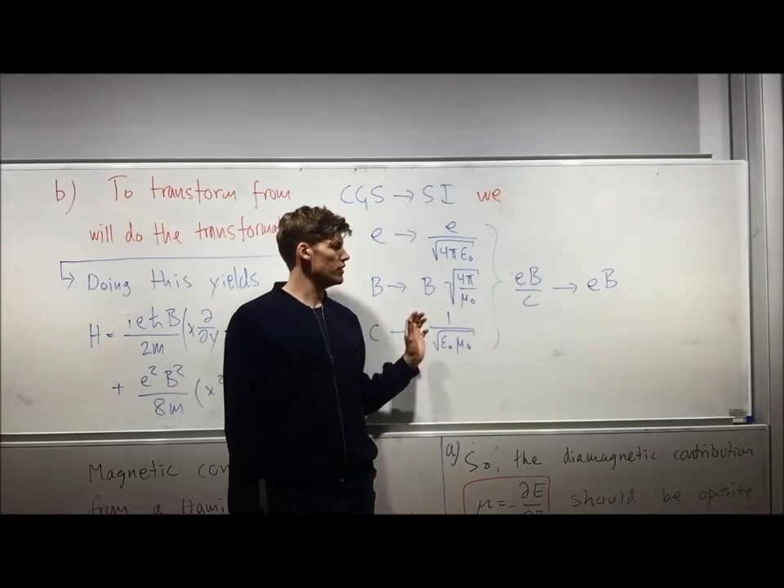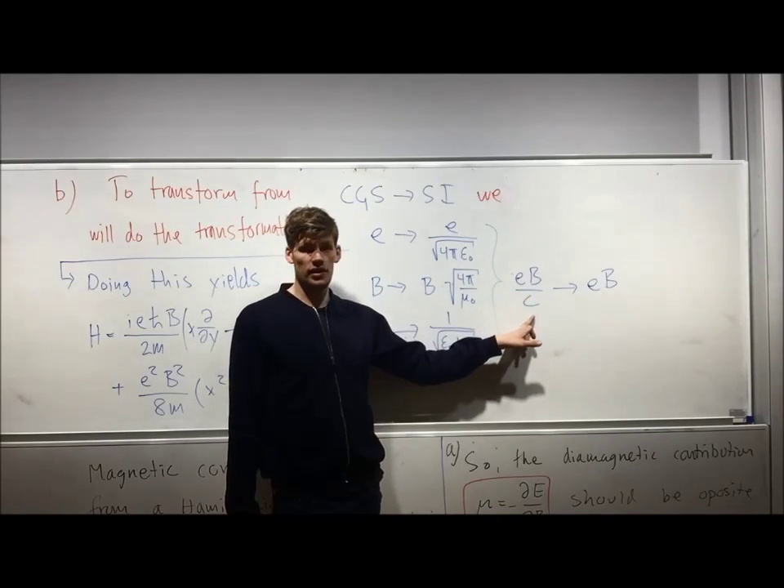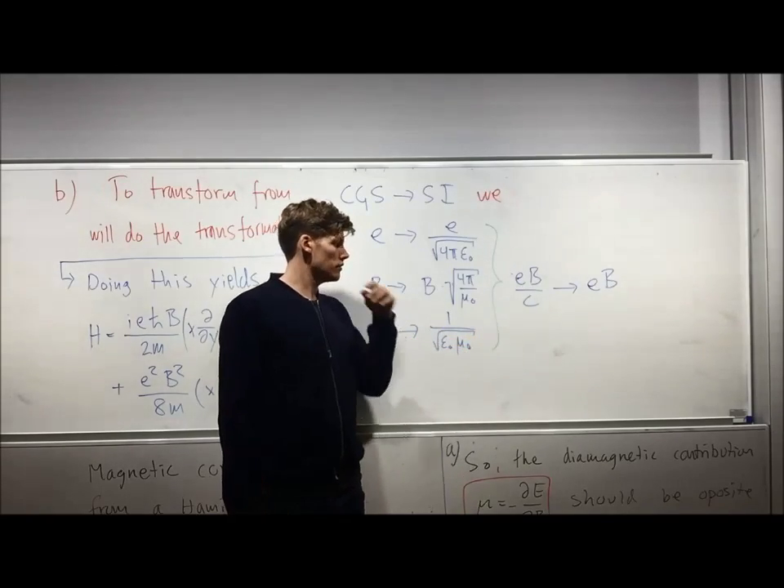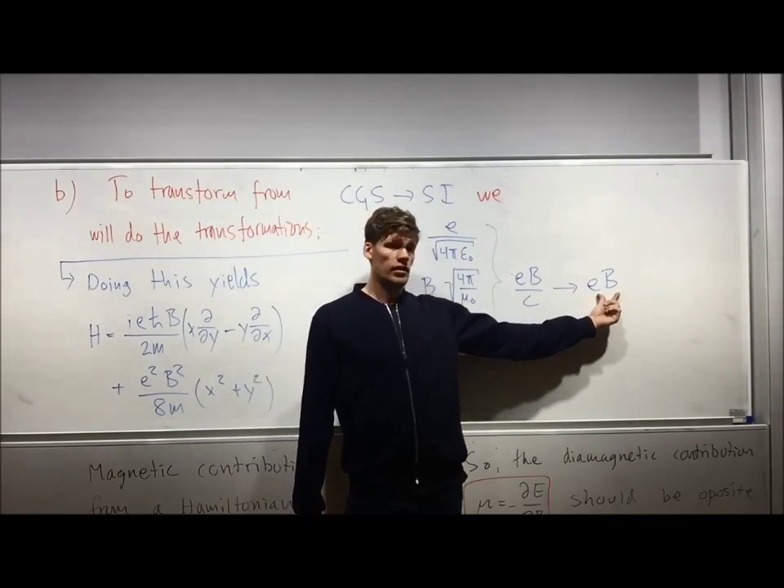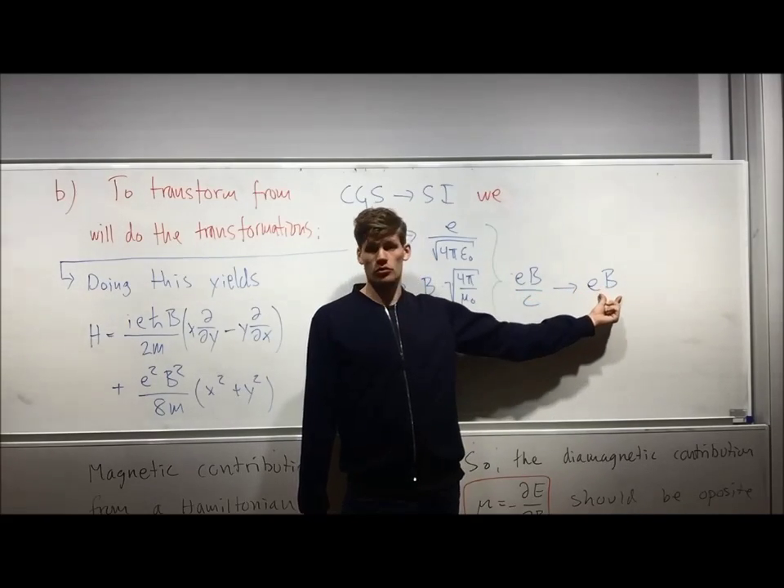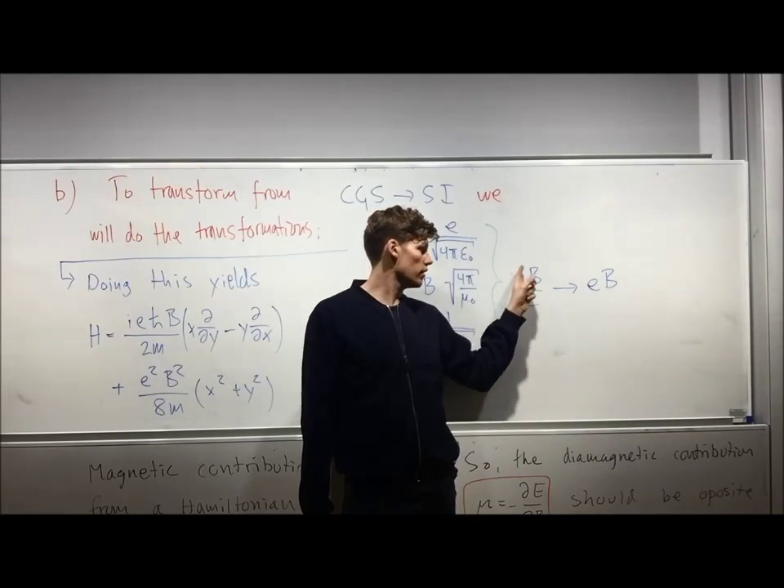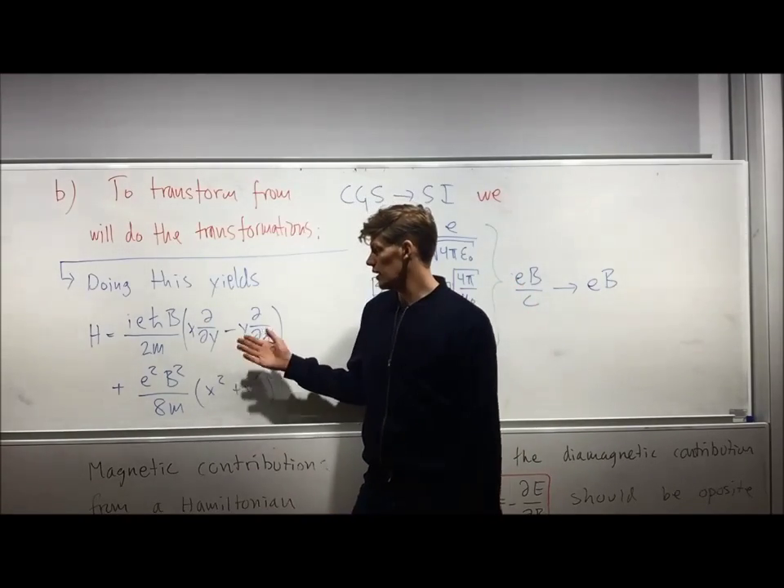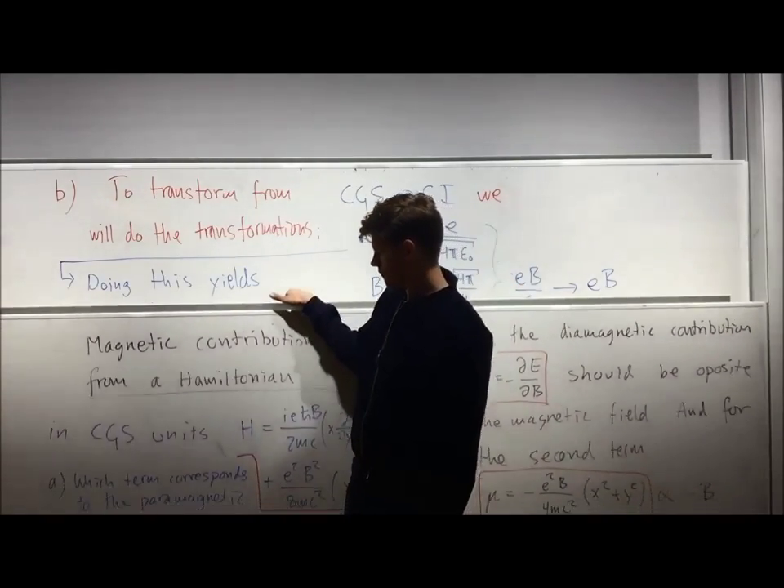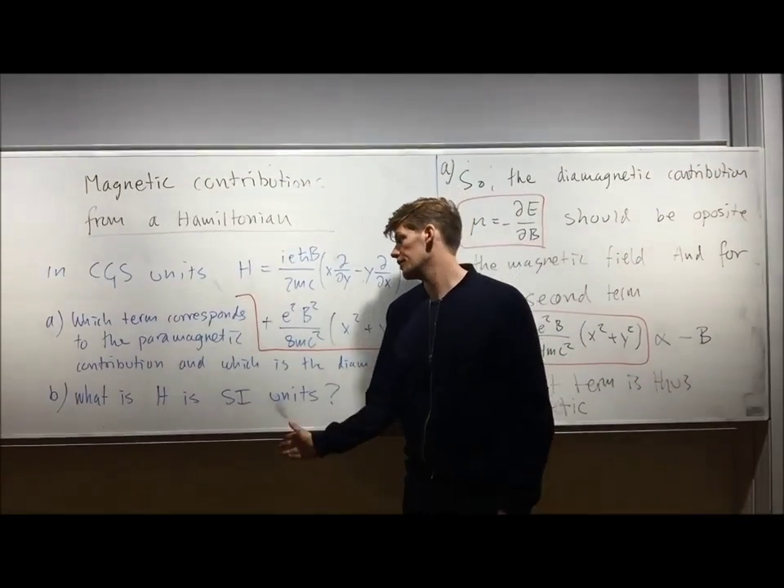And we can see there, if you put these together and put EB over C, it transforms according to this, as EB. So EB over C transforms to EB. And you see that this factor is actually in our starting Hamiltonian, as we can see here.